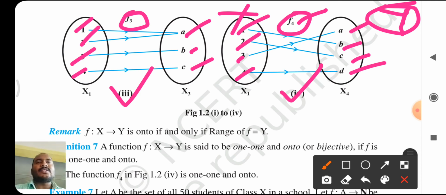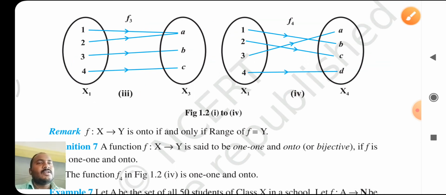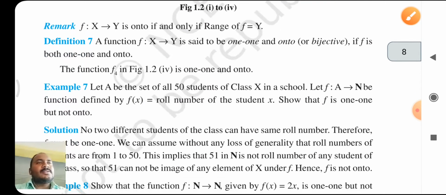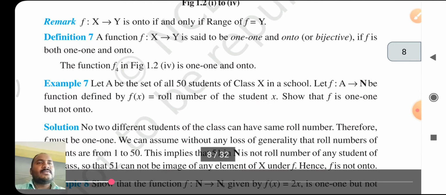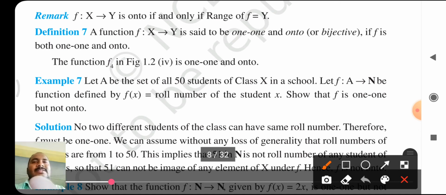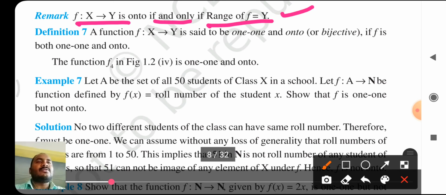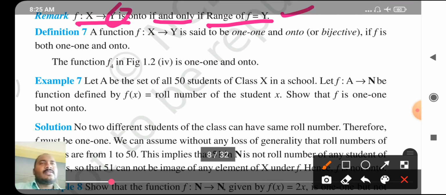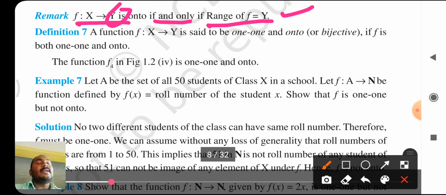This is some information about one-one and onto functions. Next, this remark is very important for solving examples on onto functions. The remark says that a function f from x to y is onto if and only if the range of f is equal to y. Y is the codomain of the given function, and this is exactly equal to the range of f.